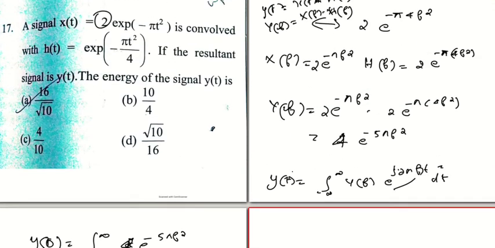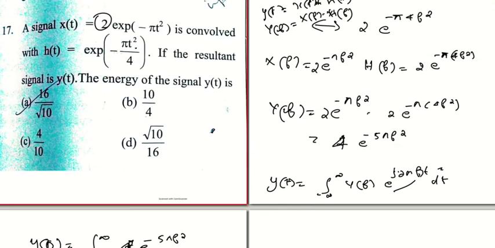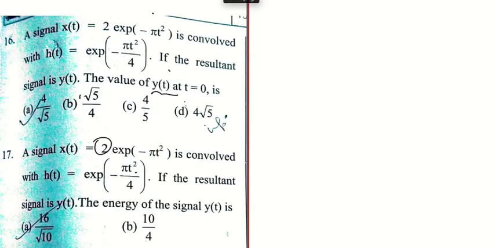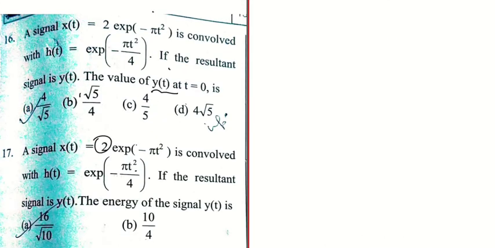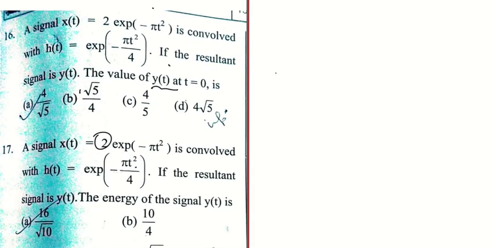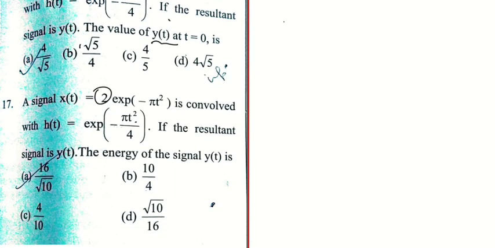Okay, now let's do the last question for this video. It is x of t is equal to 2 into e raised to, the same question is asked, the resultant y of t, the energy of the signal y of t. So y of f, we know that it is 4 into e raised to minus 5 pi f square, okay.